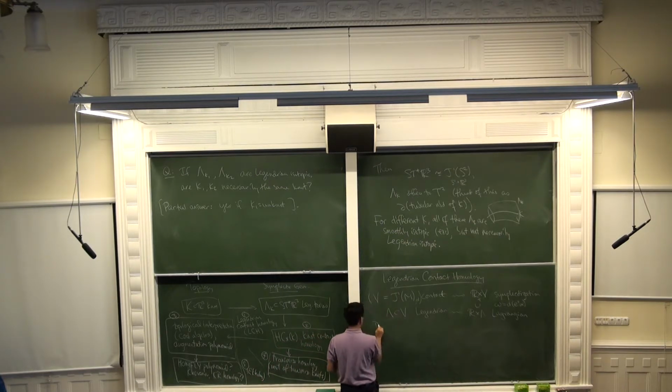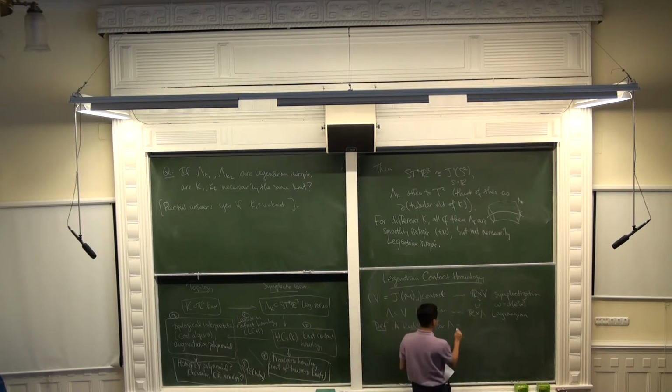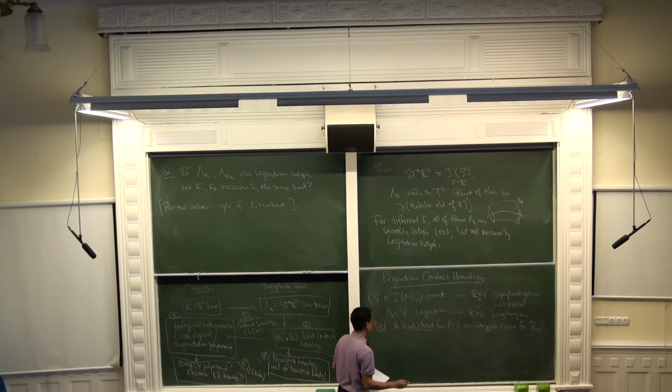And so again, another definition that I think everybody knows. A Reeb chord of lambda. Well, you certainly all know about Reeb orbits. So this is just the relative version of that. So it's an integral curve of the Reeb vector field R alpha, with endpoints on lambda.